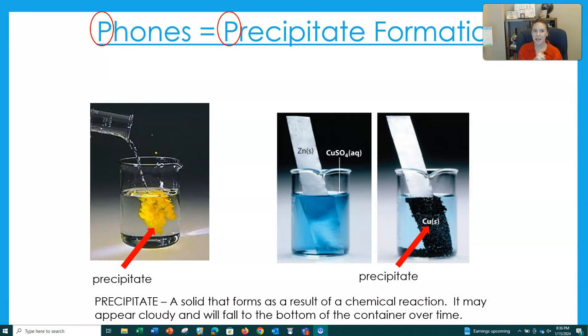Also, I like to mention that my son, when he was younger, would leave his little milk sippy cup in random places throughout the house, and I wouldn't find it until a few days later when that milk had turned to a solid and it looked a little bit like cottage cheese. This would be when a precipitate has formed as a result of a chemical reaction, okay? So that would be the final piece of evidence of a chemical reaction.